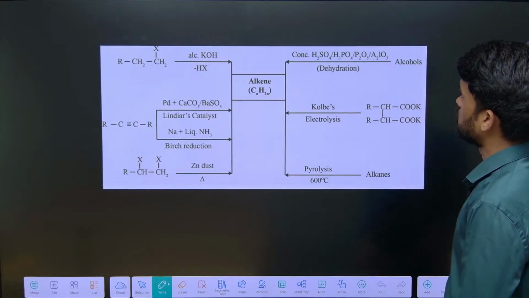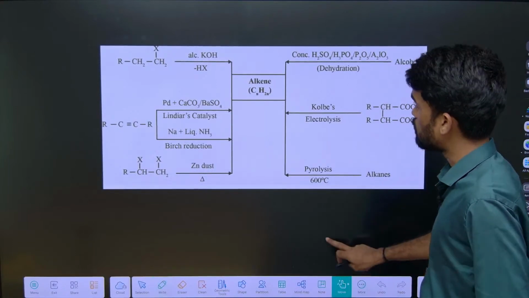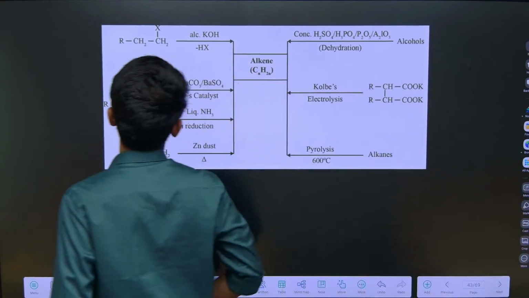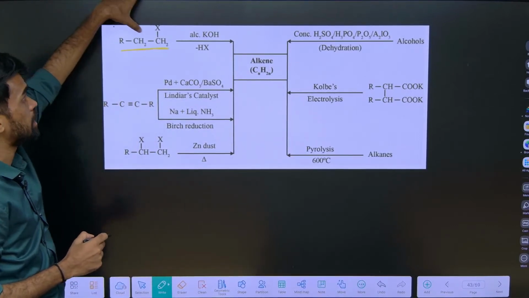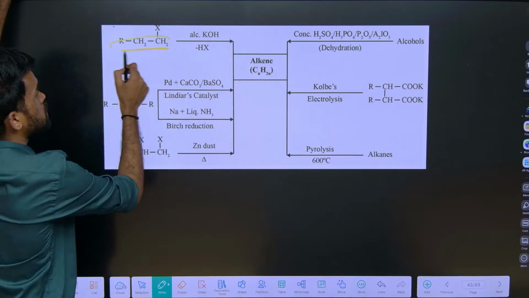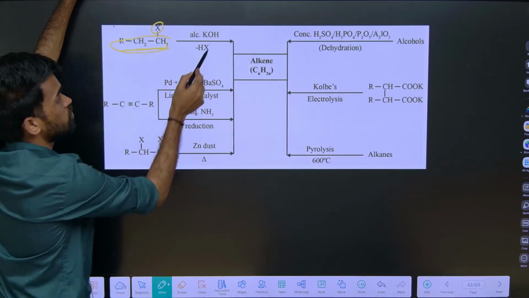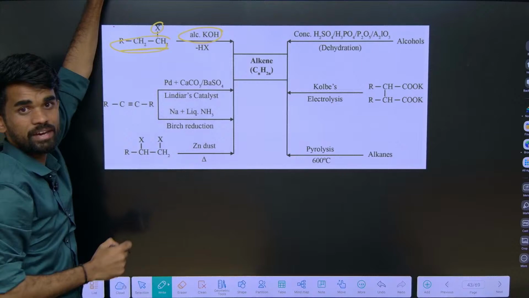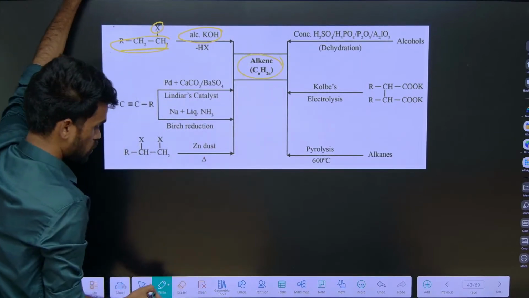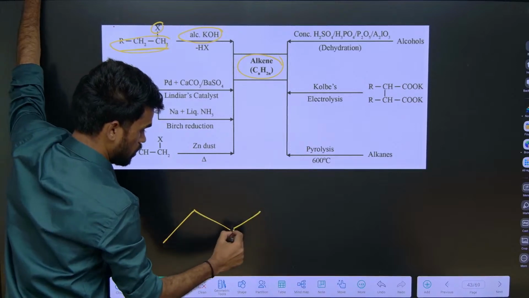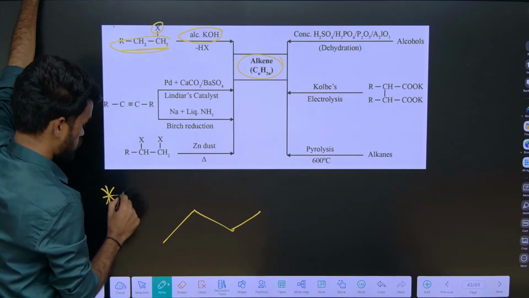Then next, there are some important reactions also. Like when a haloalkane is there, an alkyl group and a halogen, and we use alcoholic KOH, elimination takes place and gives the respective alkene. I will show you here. These are very important elimination reactions.